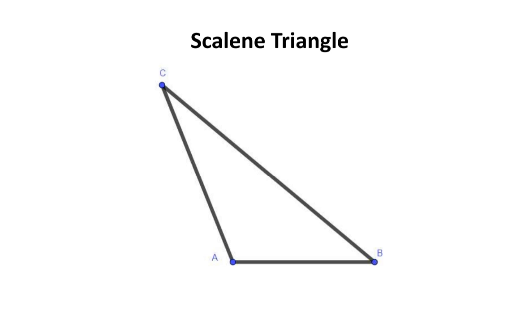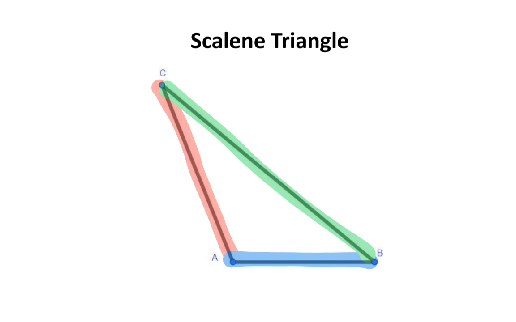In a scalene triangle, all three sides are different lengths. The interior angles are also all different. However, they also add up to 180 degrees.